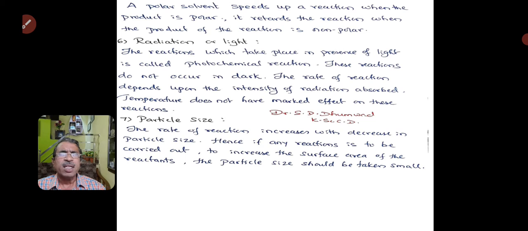Lastly, the particle size. The rate of reaction increases with decrease in particle size. That's why even in metallurgy, we do the crushing. Crushing helps to carry out the reactions very smoothly. Like this, if you take the smaller particles, the reaction goes faster than taking the bigger particles. Hence, if any reaction is to be carried out to increase the surface area of the reactants, the particle size should be taken small. So these are the various factors that affect the rate of reaction.